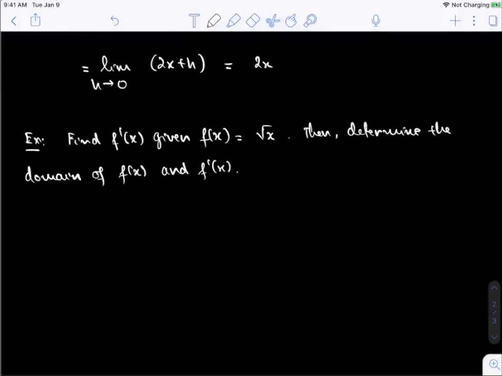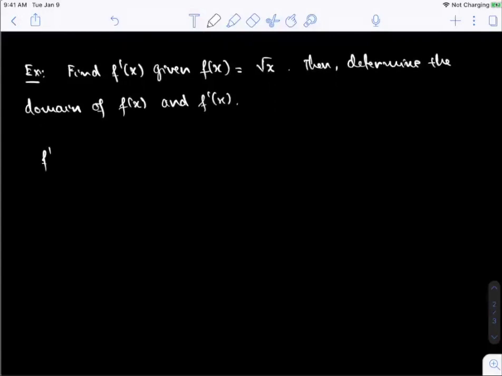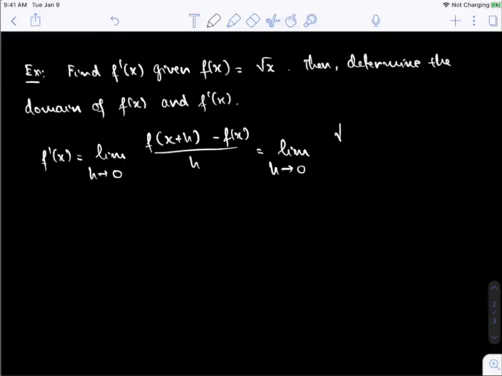So first, let's find the derivative of the function f of x equal to the square root of x. Right, so f prime of x is the limit as h approaches 0 of f of x plus h minus f of x divided by h. So f of x plus h is the square root of x plus h, and f of x is just the square root of x. So this is minus the square root of x, divided by h. If you use direct substitution, once again, you have 0 over 0. You don't want that.